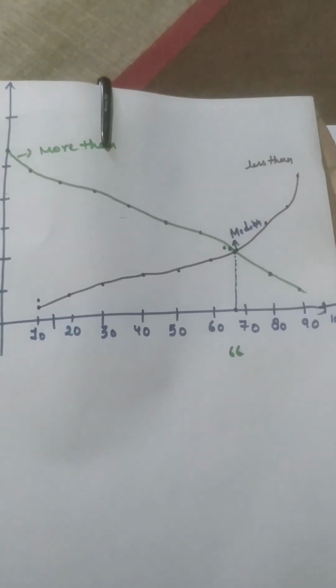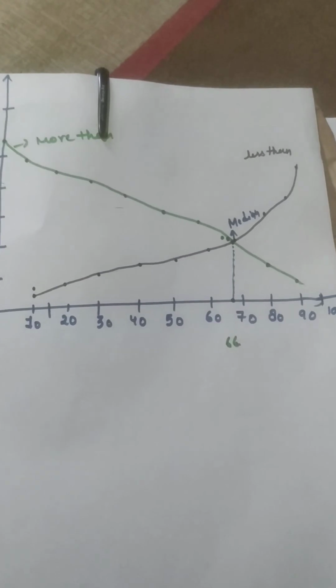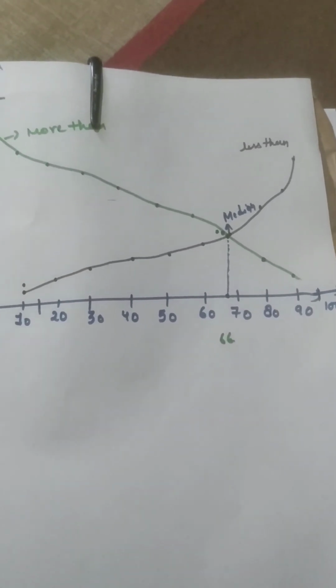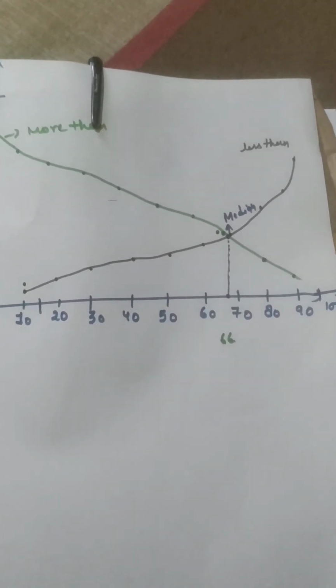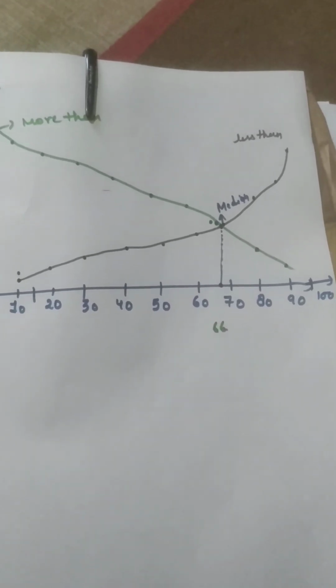Where the less than type ogive and more than type ogive intersect, at which point of the x-axis they intersect each other, that point is known as the median of those ogives. Okay, so you will complete the last exercise of the statistics chapter.